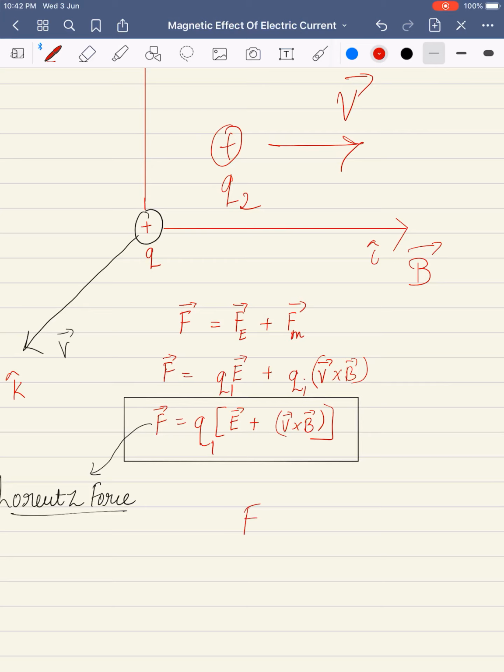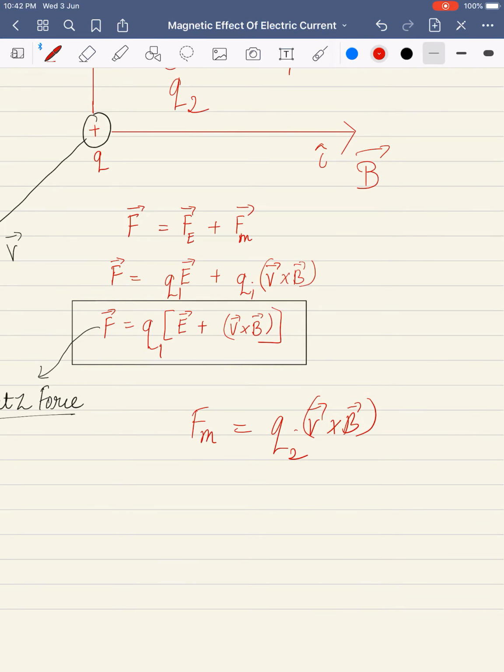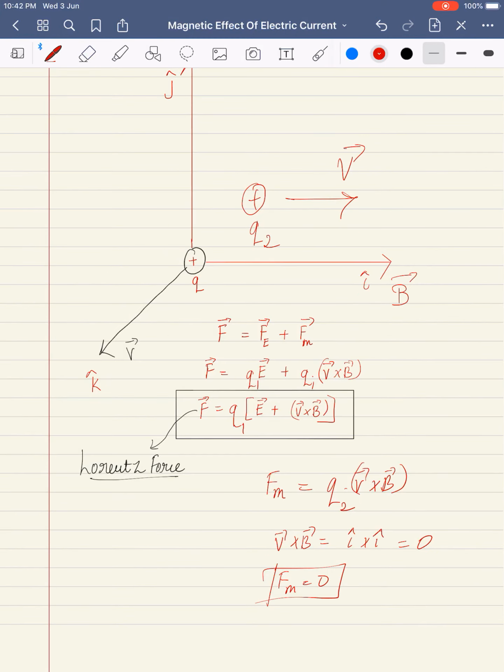So the magnetic force experienced we say as q into velocity vector cross B vector. Here both vectors are parallel to each other, so I cross I, which is 0 because it is a vector cross product. So the magnetic force experienced by the charge will be 0. So the Lorentz force will be equal to only the electric force, because the charge is moving parallel to the magnetic field. Getting it clearly?